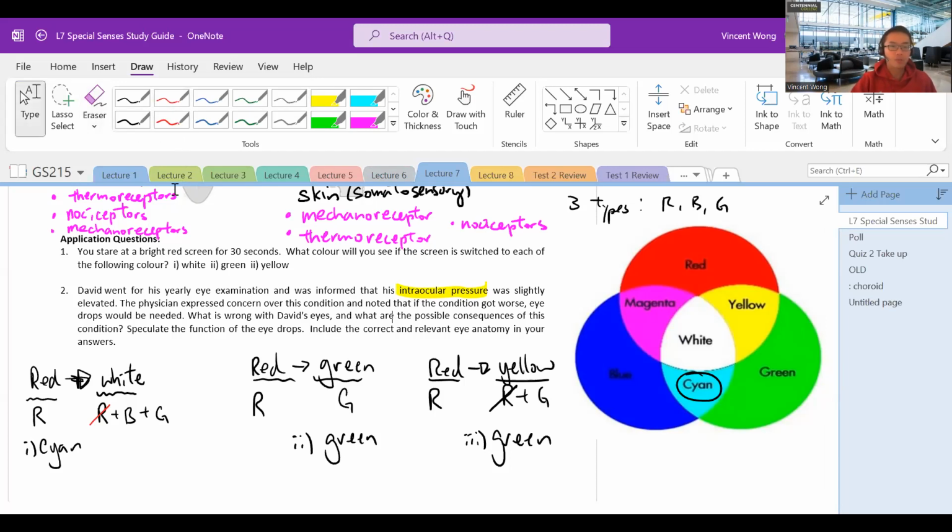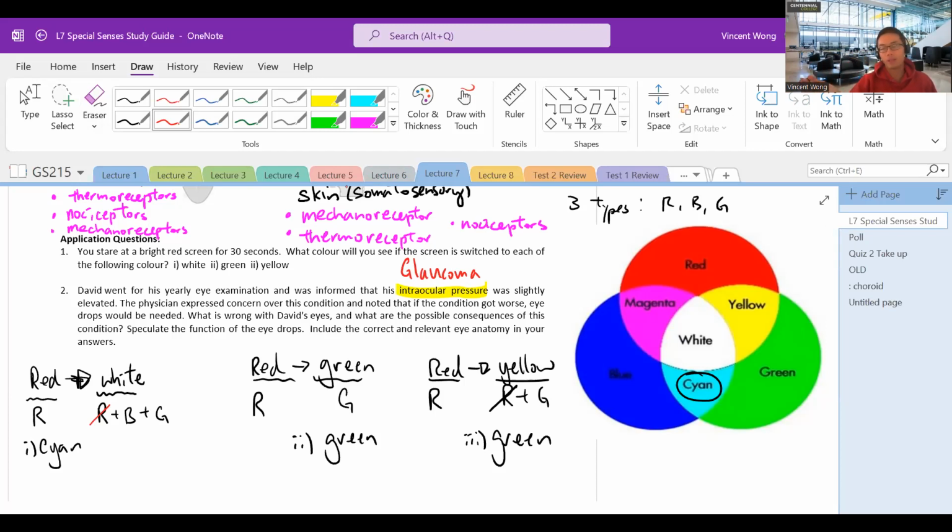Okay, so based on this description, what is the condition that the doctor is worried about for David's eye? That's right, glaucoma. And I explained to you that glaucoma is essentially high eye pressure at the back of the eye, which would then compress the optic nerve, right, which causes you to lose vision progressively. All right, there are no cures for glaucoma, and the eye drops are there to help reduce the eye pressure.